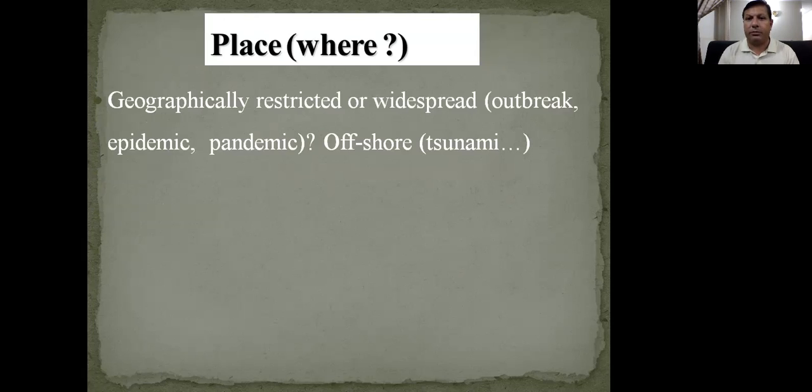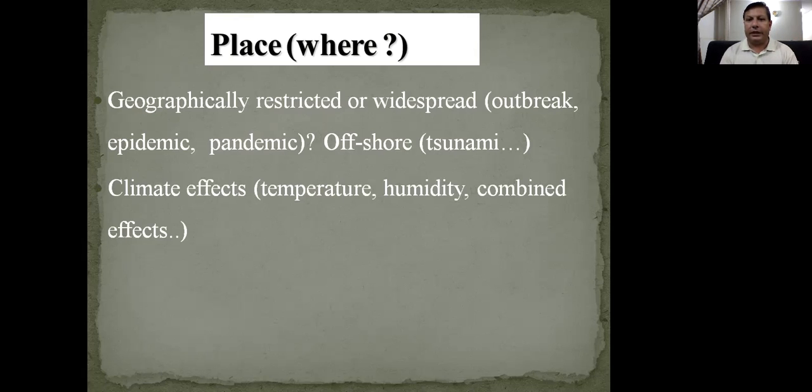Geographically restricted or widespread: outbreak, epidemic, pandemic, offshore tsunami, where this problem is happening. Suppose during an earthquake, the problem of gangrene was very high in the earthquake-affected area. So this was a pandemic. Geographically restricted or widespread outbreaks are epidemics, pandemics, area-wise. In which type of place is that disease happening? So the person will be able to analyze, okay, in this region which has such type of environment, this disease is proliferating and growing.